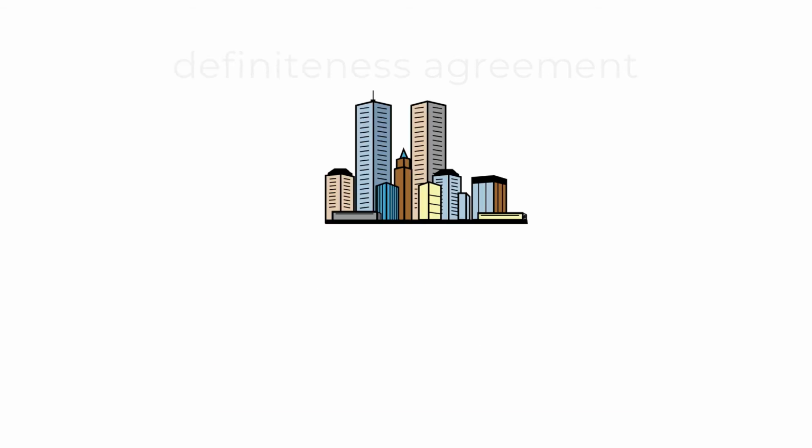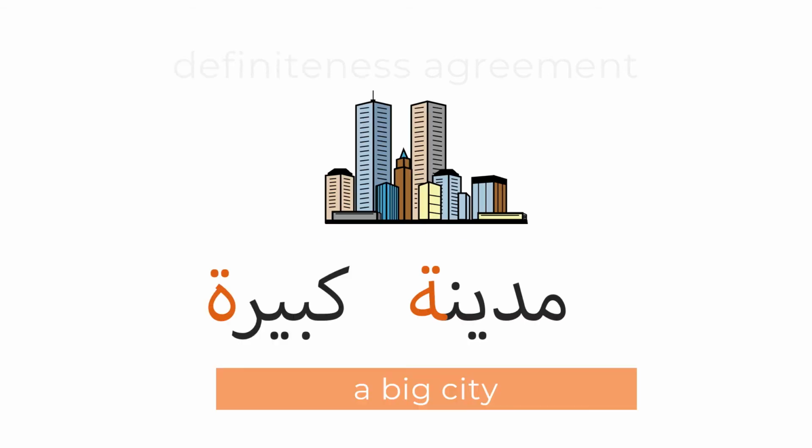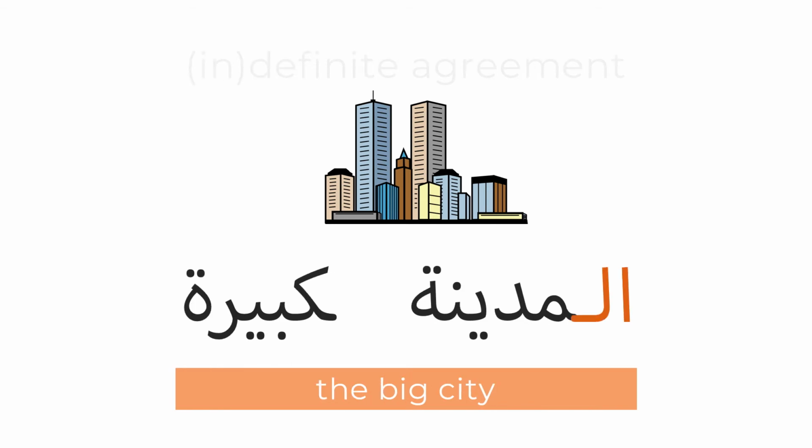مثال آخر: مدينة كبيرة, a big city. And if I want to make the whole thing definite, it becomes المدينة الكبيرة. So we add ال to both the noun as well as the adjective. The city, the big.